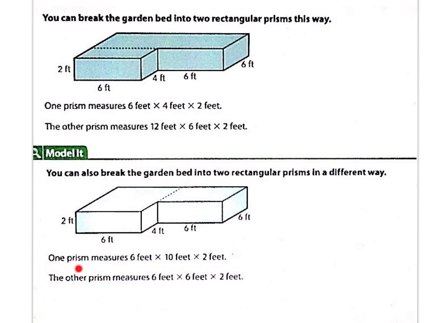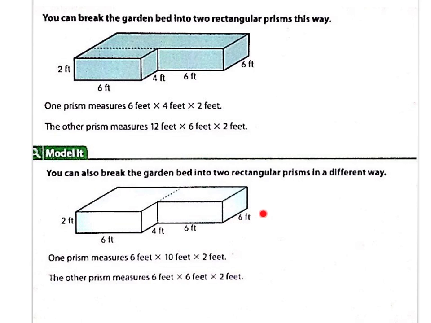measurements. It says one prism measures 6 feet by 10 feet by 2 feet. All right, 6 feet is the length. Where did they get the 10 feet? Okay, look at this. This goes all the way back. The width of just this part is 4. But because it goes all the way to the back, we also have to add the width of this. So 4 plus 6, it's really 10 feet wide. And then the height is 2, and that doesn't change.